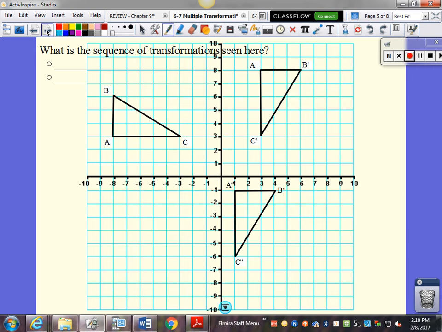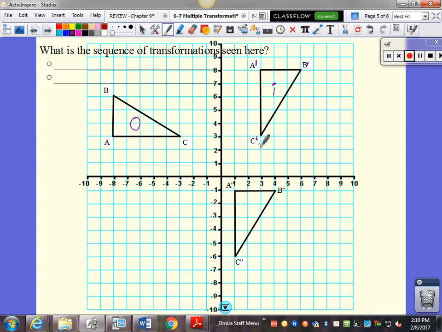What is the sequence of transformations that we see here? First, identify where's your original triangle. This is the original because the letters have no primes. Then identify the first image. The first image is the one that has single prime marks. And just focus on that right now. Okay? Let's see. How did I get from this triangle, my original, to this new triangle, A prime, B prime, C prime? What happened?